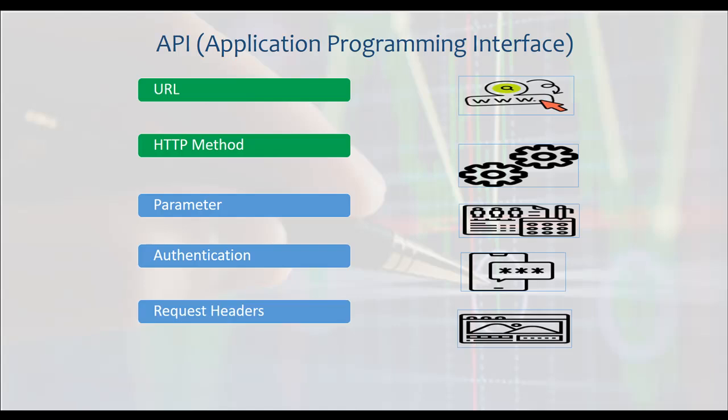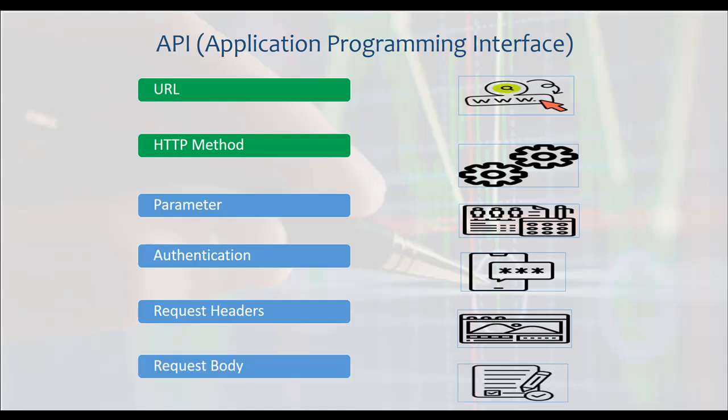Request headers. A request header contains metadata for the HTTP request. It contains additional information about the request, for example browser type, format supported by the client, format of the message body, cache settings, etc. Request body. The request body contains the actual message content.